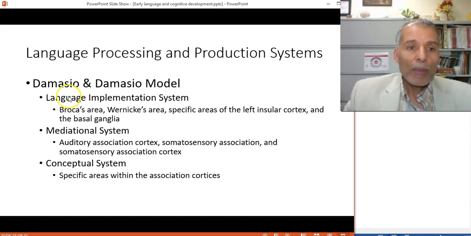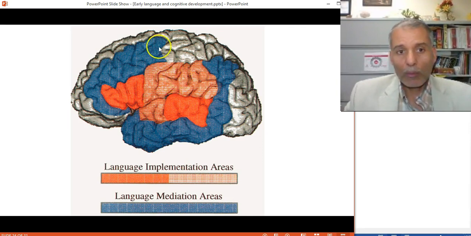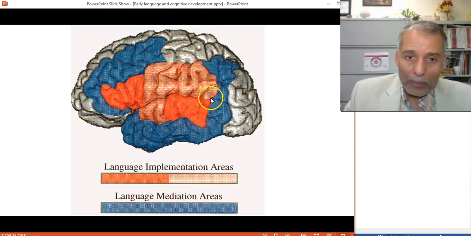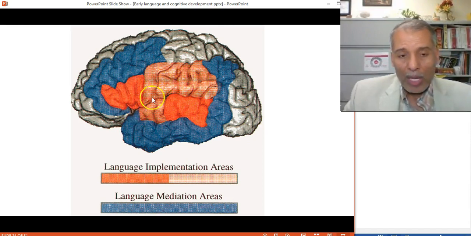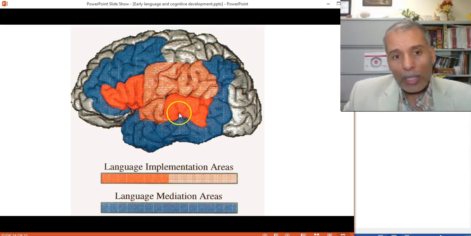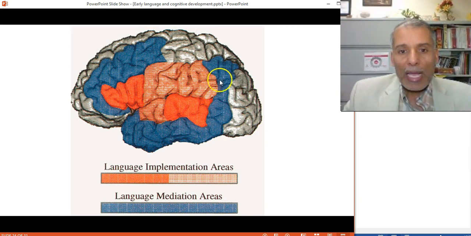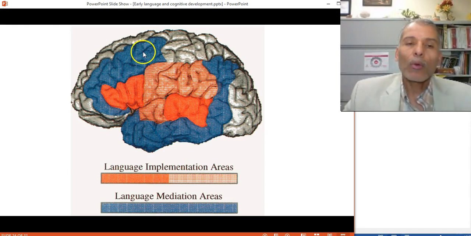So the Damasio and Damasio model looks at language in the brain, mostly in the left hemisphere component. We have the temporal cortex here, and the line that's called the Sylvian fissure that separates the temporal cortex from the parietal and the frontal. And along that line, the areas that surround it are all dedicated to language. And the areas that are surrounded, the blue belt areas, are called mediational areas.